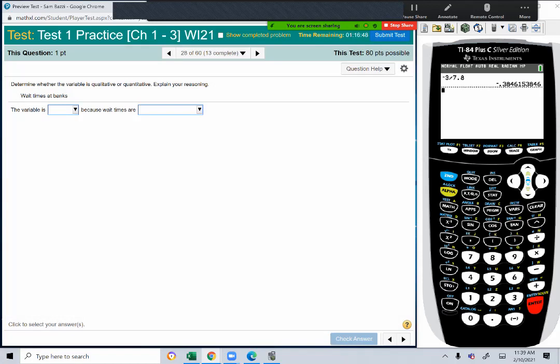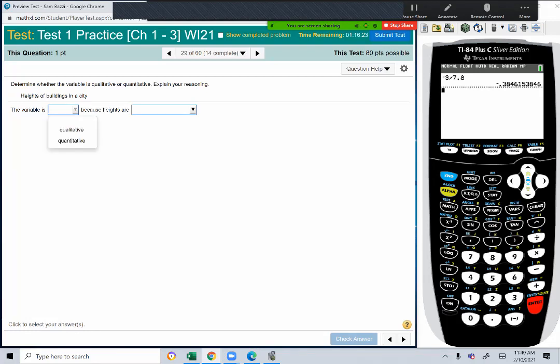Determine whether the variable is quantitative or qualitative. Wait times. Quantitative? Definitely, because wait times are numerical measurements. They're not attributes. Attribute means description, label.